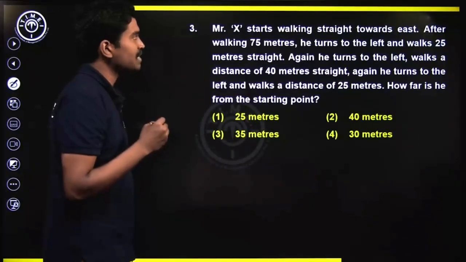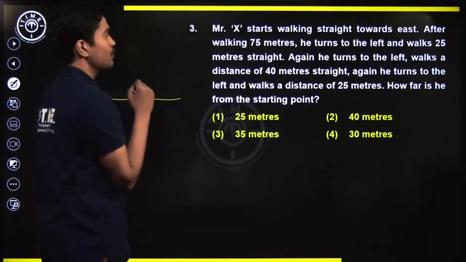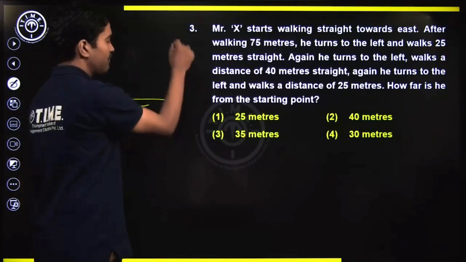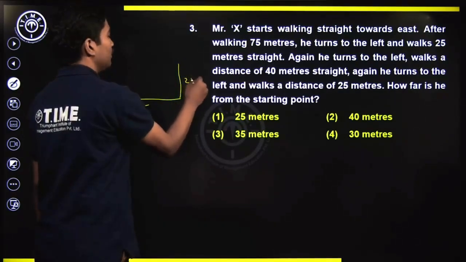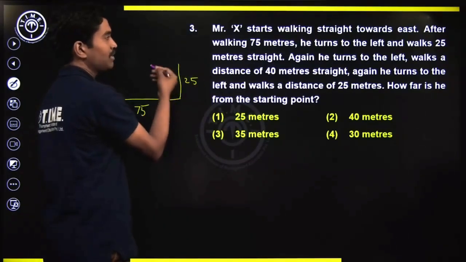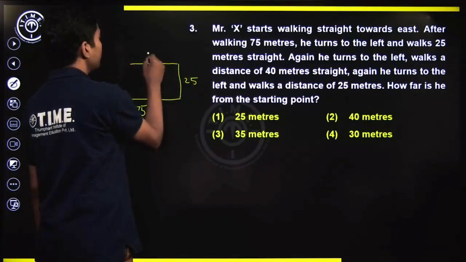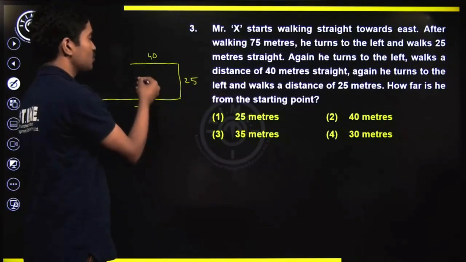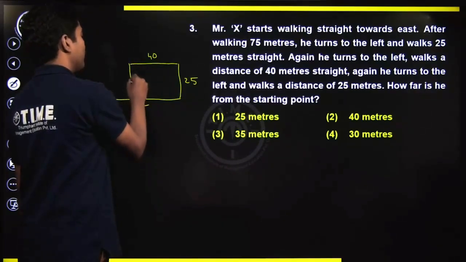Mr. X starts walking straight towards east. After walking 75 meters, he turns to the left, means he turns north, and walks 25 meters. Again, he turns to the left. Now he is facing north, he turns left, he will face west. Walks a distance of 40 meters. Again, he turns to the left. Now he will be facing south and he walks a distance of 25 meters.